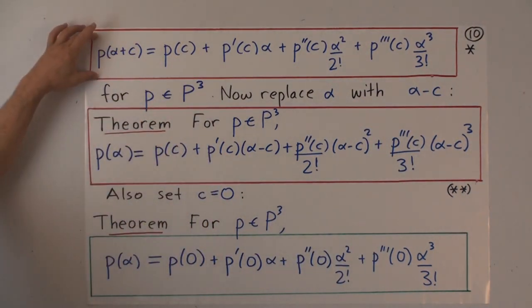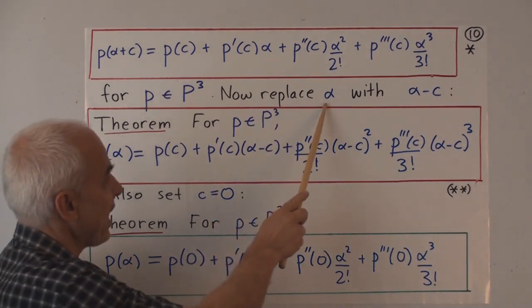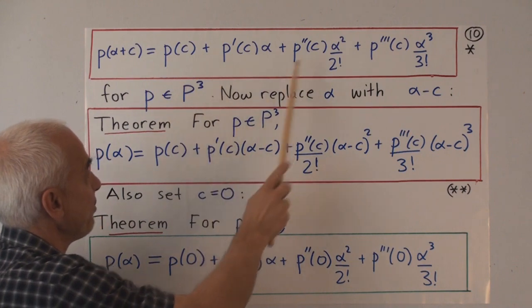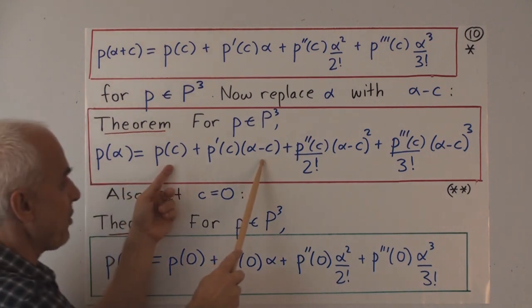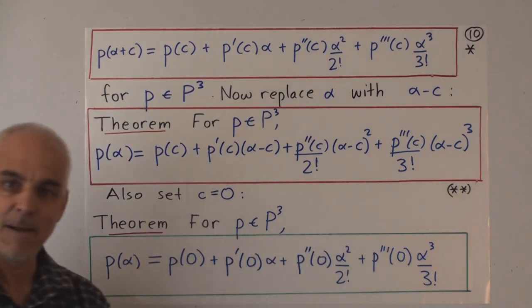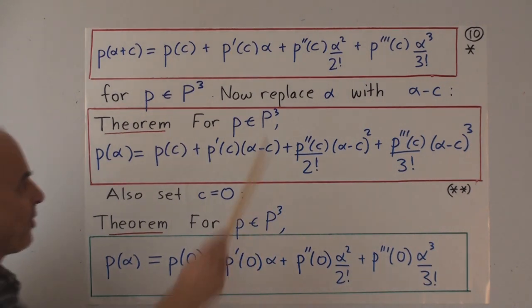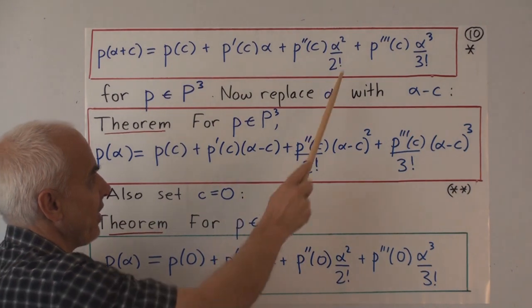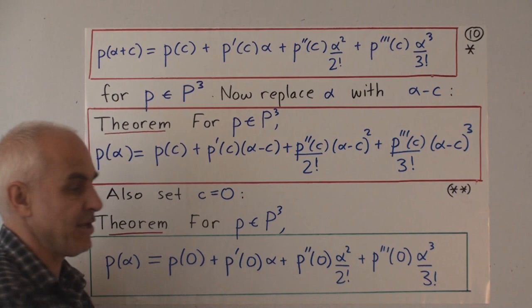But let's have a look at this particular formula for p in P3 and obtain two other related important theorems. First of all, we just replace alpha with alpha minus c in this expression. Then we get p of alpha on the left-hand side, expressed now not in terms of powers of alpha, but rather in powers of alpha minus c. So we're just replacing alpha with alpha minus c: alpha squared with alpha minus c squared, alpha cubed with alpha minus c cubed.